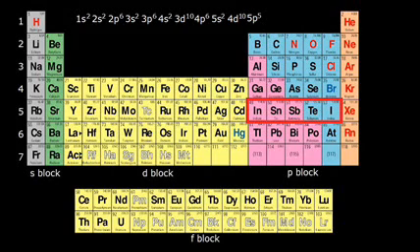First, identify the nearest noble gas to the element you want to write the electronic configuration for. But remember, the atomic number of the noble gas must be smaller than that of the element. So, for iodine, the nearest noble gas which has an atomic number smaller than iodine is krypton. Therefore, we can replace 1s2, 2s2, 2p6, 3s2, 3p6, 4s2, 3d10, 4p6 with simply writing Kr.